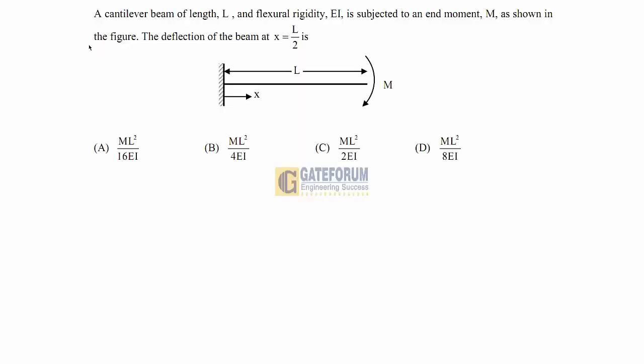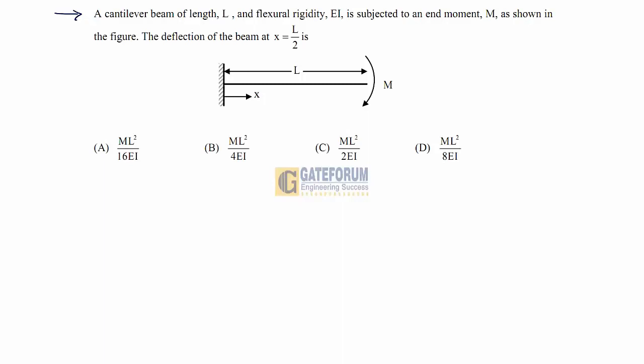This question is from the topic deflection, from the main topic strength of materials. A cantilever beam of length L and flexural rigidity EI is subjected to an end moment M as shown in the figure. The deflection at x equal to L by 2 is dash.